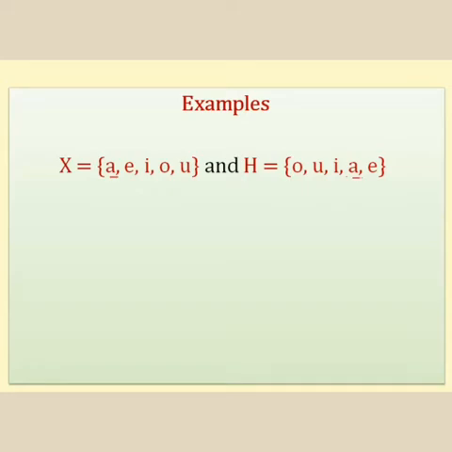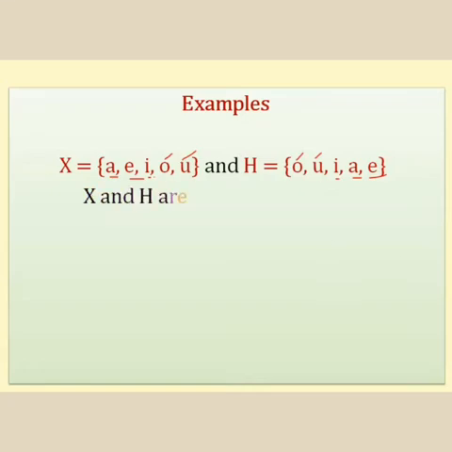Next we are going to see examples for equal and unequal sets. x is a set with a, e, i, o, u. These are vowels, we know that. Here they have given a set h which has o, u, i, a, e. Here you have a, here also a, here e, and this set contains e. Here you have i, here also i, and o, u here also. So all the elements are the same in both the sets. Hence, we can say that they are equal sets.